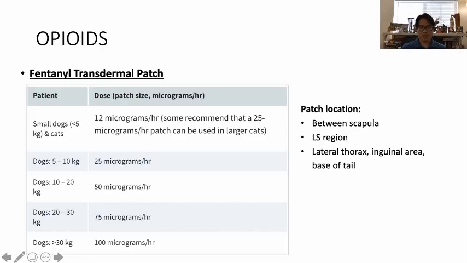When you put the patch on the skin, I usually choose the skin between the scapulae. That's the area that dogs usually are not able to turn around and chew it or swallow it or bite it. Some veterinarians would put it in the lumbosacral region. Some other regions that you can consider are the lateral thorax, inguinal area, and even the base of the tail. But you just have to be very careful that those patients don't turn around and chew it off and swallow that patch.